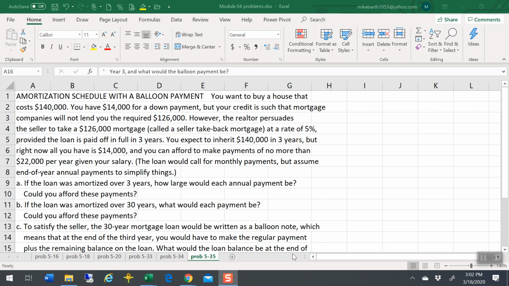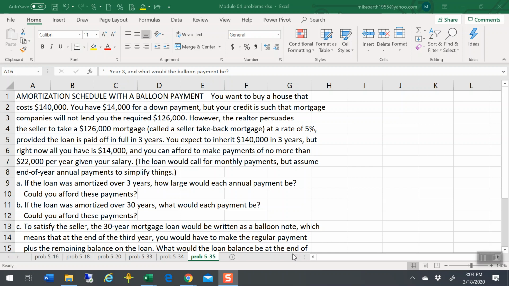All right, this is Brigham and Houston's Fundamentals of Financial Management, Concise 10th edition, problem 5-35. And this is an amortization schedule with a balloon payment. A balloon payment is a large payment at the end, fairly common in real estate, but as you'll see when you do bonds in a future module, virtually all bonds come with balloon payments.